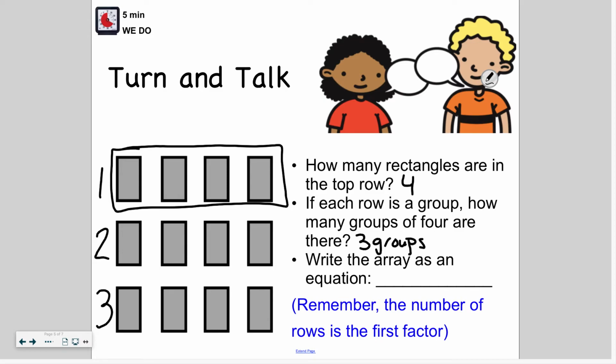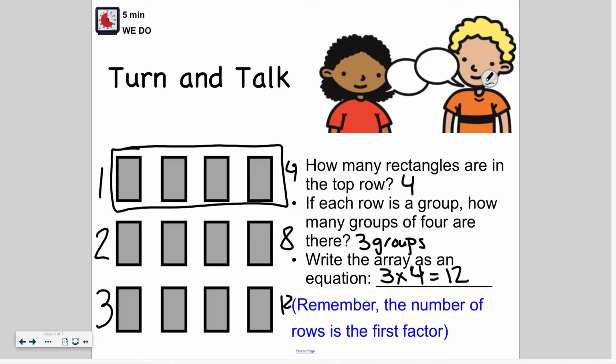Well, I know there are 3 rows, so that means the first number is 3. And there are 4 in each row, so the second number is going to be 4. So 3 times 4 equals, well, what does this equal? Let's skip count to see. 4, 8, 12. So 3 times 4 equals 12.